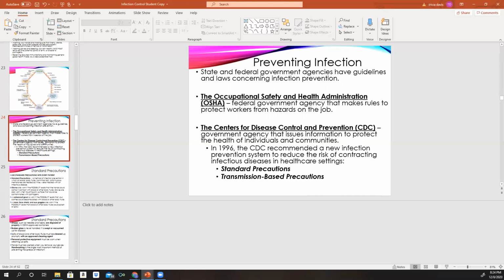So in 1996, the CDC recommended a new infection prevention system that was implemented to reduce the risk of contracting infectious diseases in healthcare settings. And they implemented what we called standard precautions and transmission-based precautions. So we're going to be talking more about those.